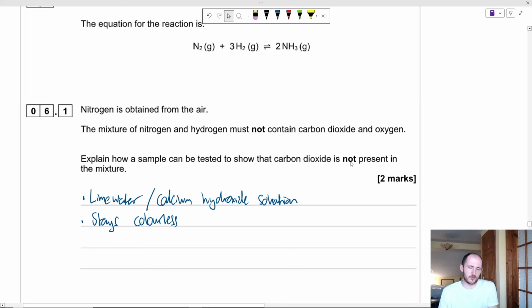Here they were trying to trick you, because obviously with lime water, calcium hydroxide solution, the pathway in your brain that's probably firing is that it goes cloudy with carbon dioxide. But again, we're testing if it's not present.